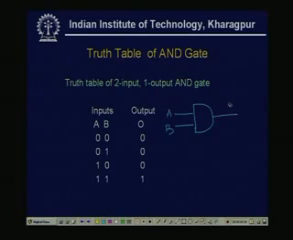Now what we can see is that for the first value of AB, both the inputs are 0 0. That means if A equals 0 and B equals 0, what will be the value? That means both the switches are disconnected. So the output will be 0.